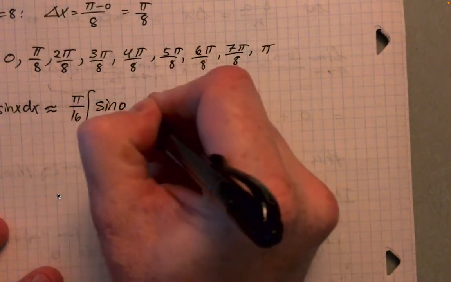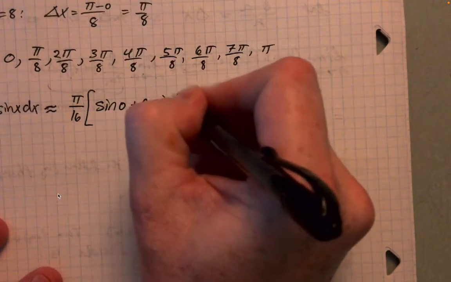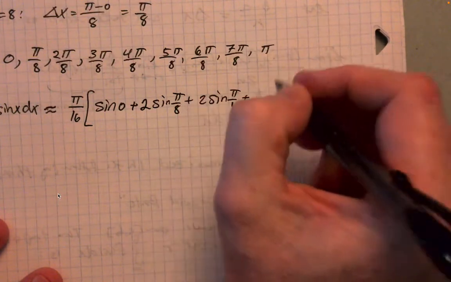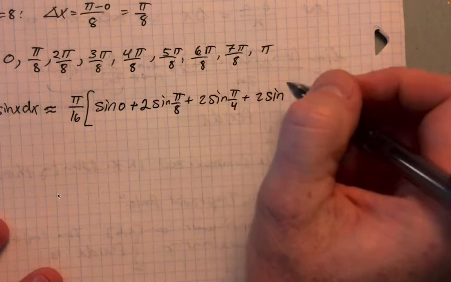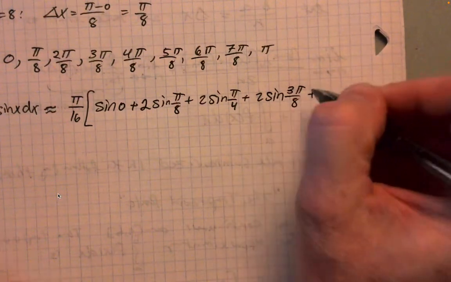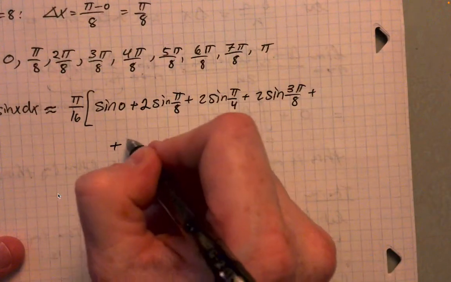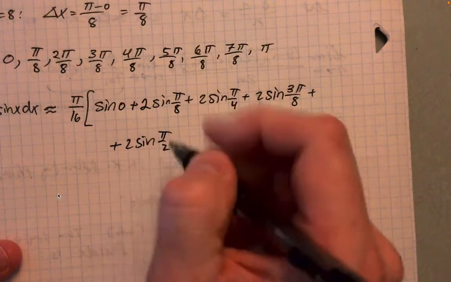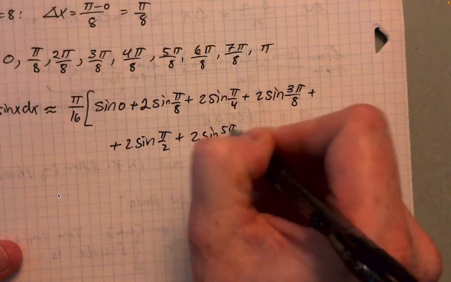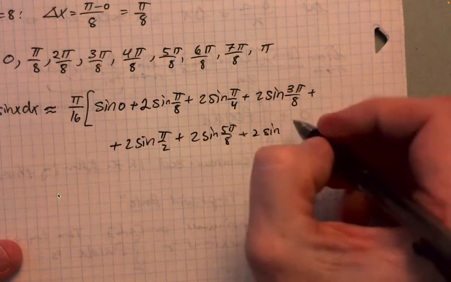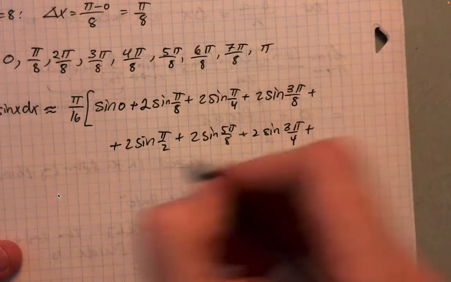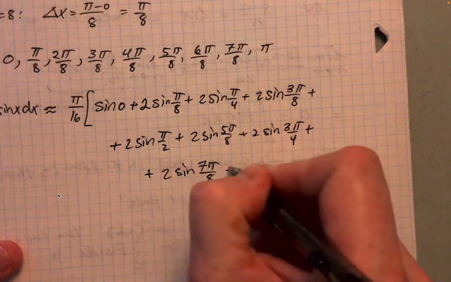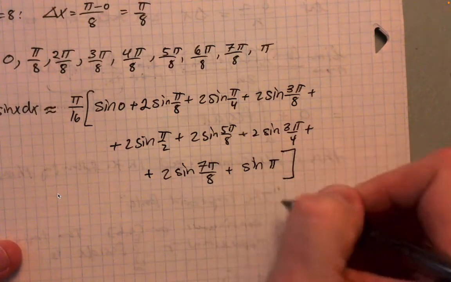So sine of 0 plus 2 times sine of pi over 8 plus 2 times sine of pi over 4 plus 2 times sine of 3 pi over 8 plus twice sine of pi over 2 plus 2 times sine of 5 pi over 8 plus 2 times sine of 3 pi over 4 plus 2 times sine of 7 pi over 8 plus sine of pi. Okay, so a little tedious, right?